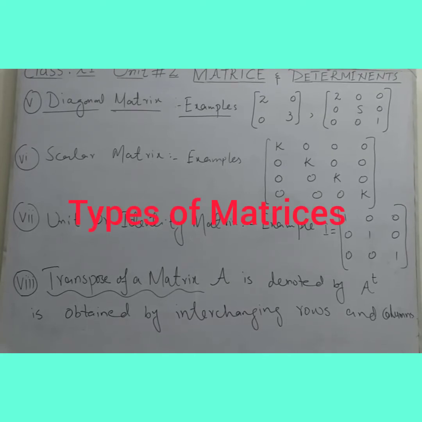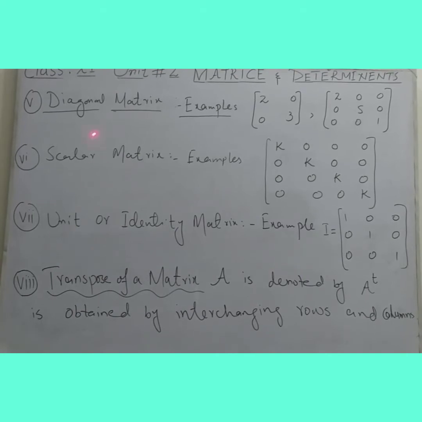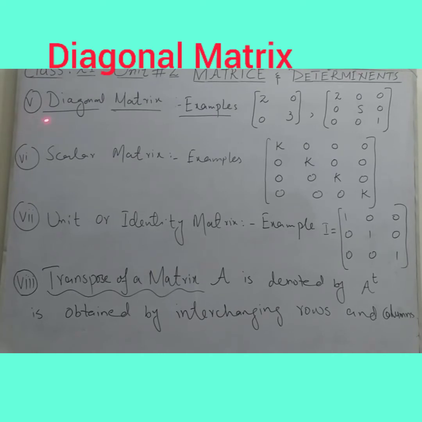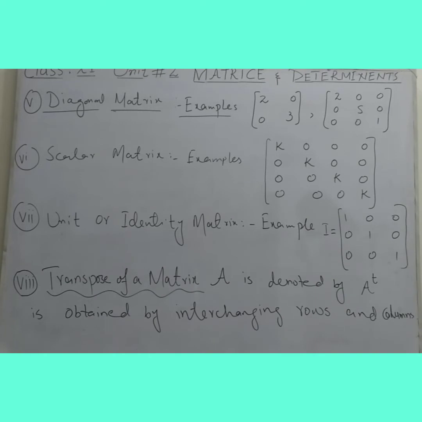Now we have part second of the video where we have to discuss the remaining types of matrices. In part first video we learnt 4 types. Now the fifth type of a matrix is a diagonal matrix. Now what is a diagonal matrix?